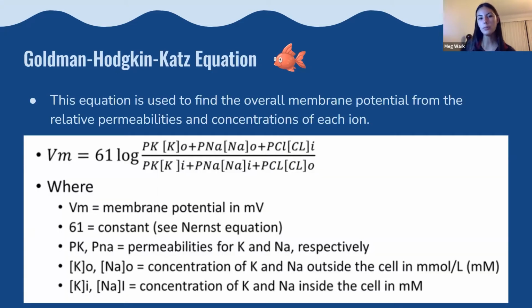Next, we've got the Goldman-Hodgkin-Katz equation. So this equation is used to find the overall membrane potential from the relative permeabilities and concentrations of each ion.